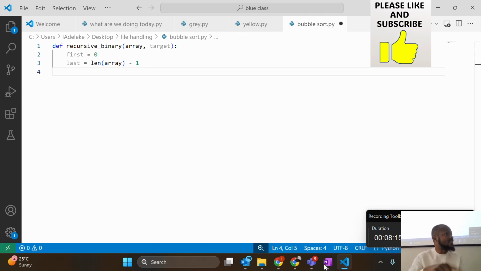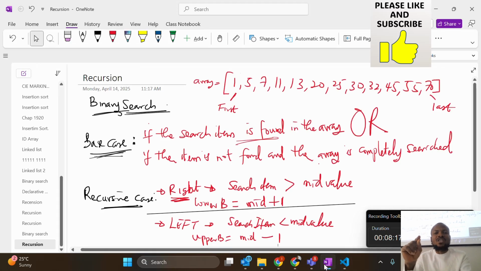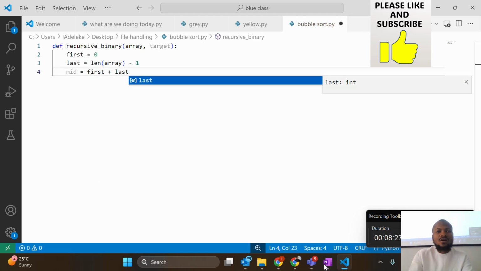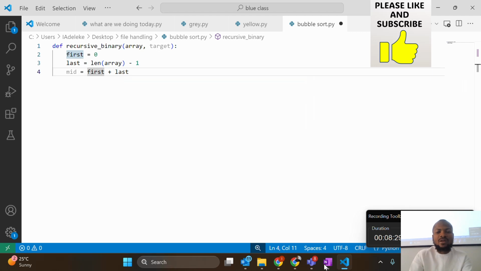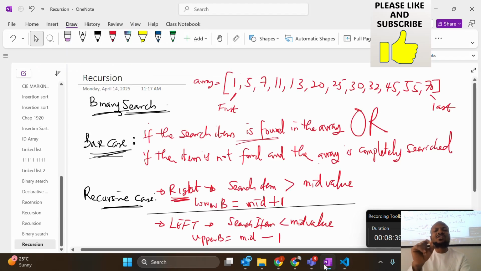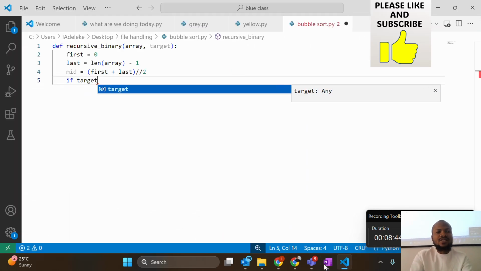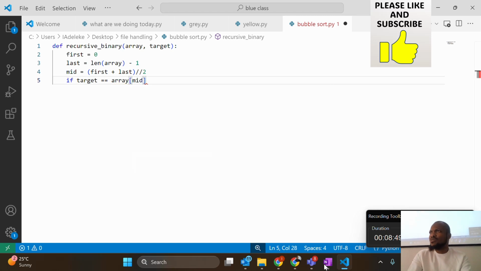What are we trying to do? We are trying to write the base case, isn't it? And don't forget, before you write the base case, you must know the what? The mid value. Is that understood? Then I write mid is equal to what? First plus last. Okay, floor divided by what? Floor divided by 2. Is this understood? Is this understood, everyone? Yeah. So according to our blueprint, we said if the data item is what? Is found. Then we write if target is equal to what? Array what? Array mid. Is this understood?